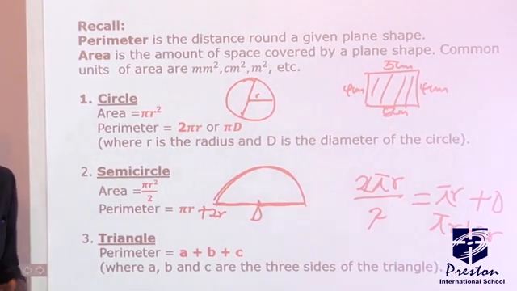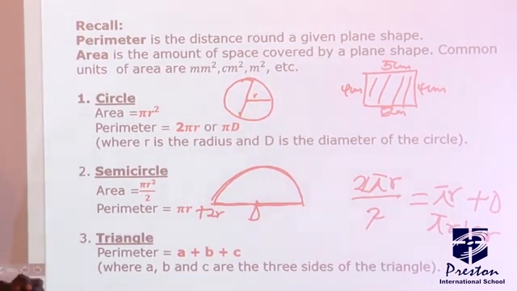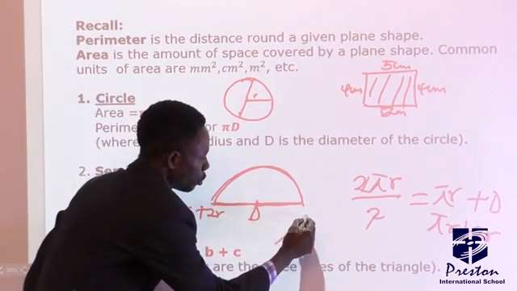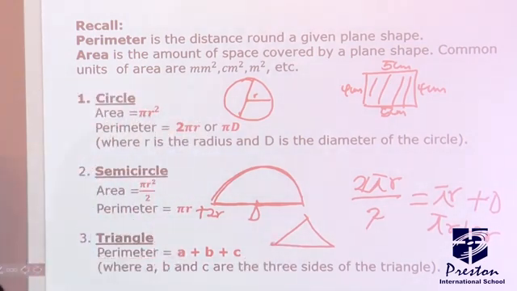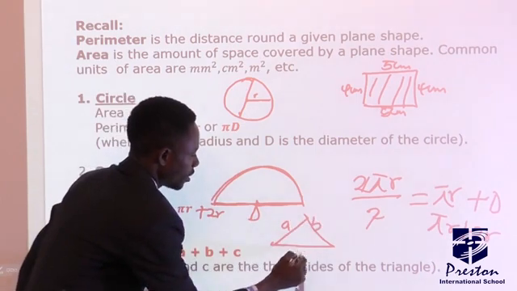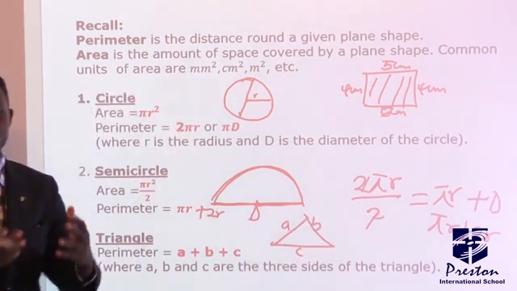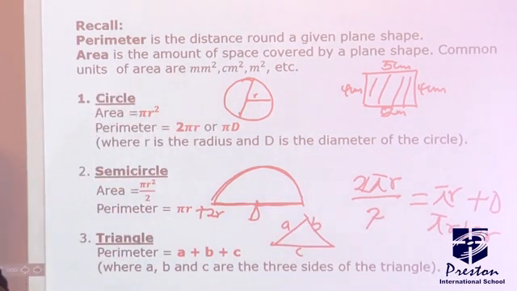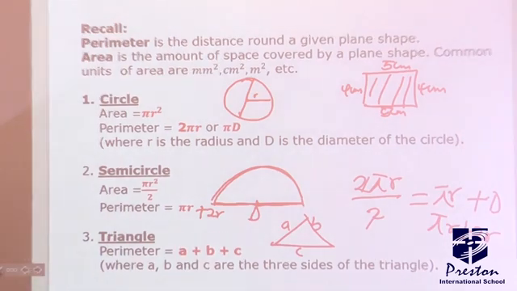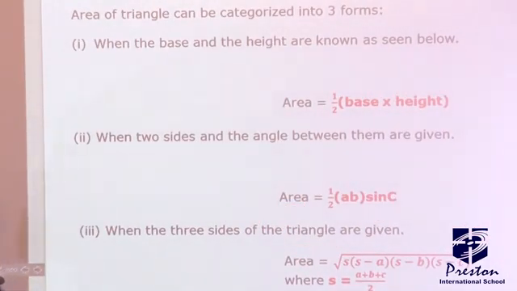Okay, moving on to triangle. In the case of triangle, we have the perimeter. I think we all know what the triangle is: 3-figure or 3-sided polygon. We have this A, B, C. Adding all these sizes together will give us what we call the perimeter, and then coming down to the area. This is very, very much important.